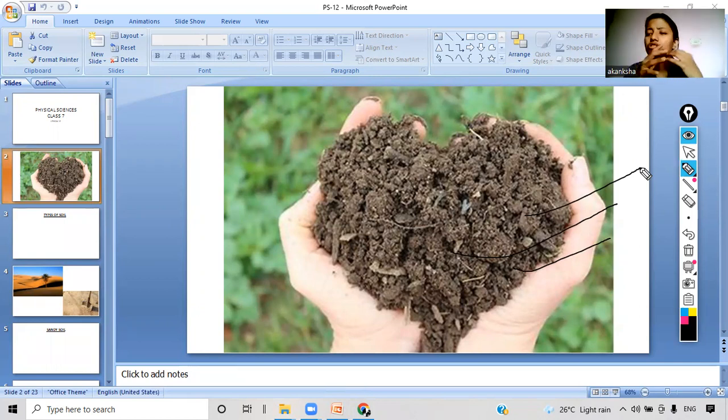Like soil is a mixture, right? We just studied in our previous class that soil is a mixture. What all things does this soil have? Yes, it has pebbles in it. It has roots, plants, and leaves in it. Very good. So today we will study the different types of soil. Let's move ahead and see some more details.